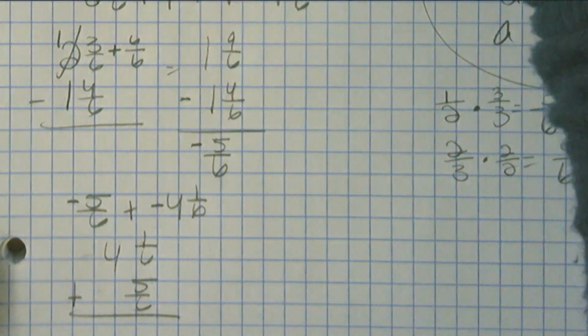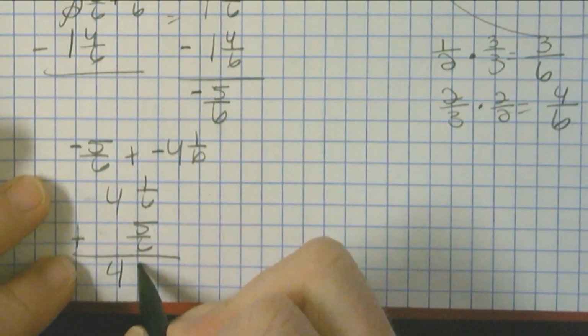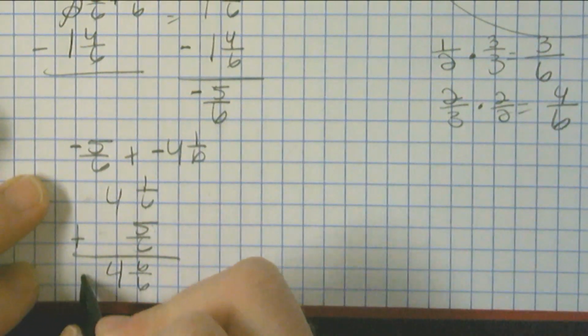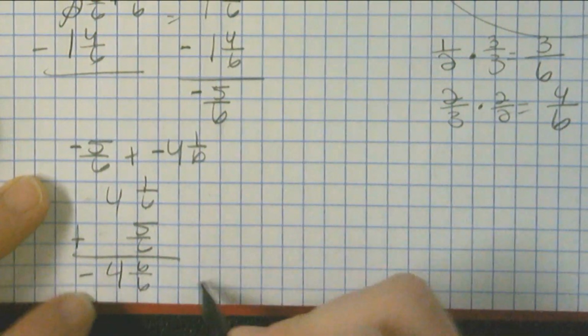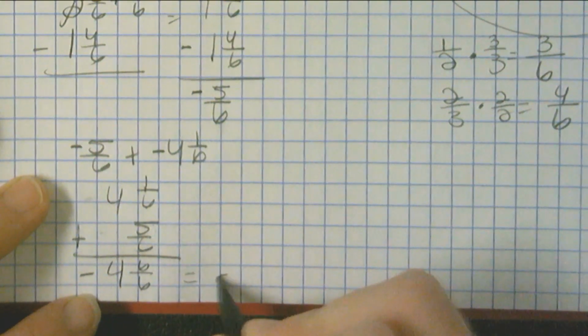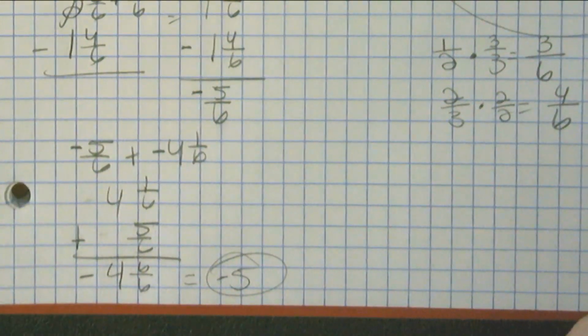So Cameron, when I add those two together, what do I end up getting? Yep, 4 and 6/6, and it's going to be negative. So what is my final answer? Negative 5. How many of you got negative 5? Awesome. If you didn't get negative 5, please find your error. Questions on this problem? Okay.